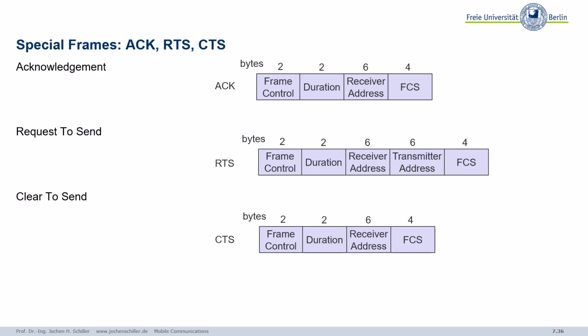Okay, finally some special frames just to show you they are short. Acknowledgements, very short. RTS, CTS, also very short. And this answers the question when it comes to MACA, why can you use RTS, CTS? Yes, because they are pretty short. There can be collisions using RTS. Yes, RTS packets can collide, but not the CTS, not the acknowledgements. That's the big difference.